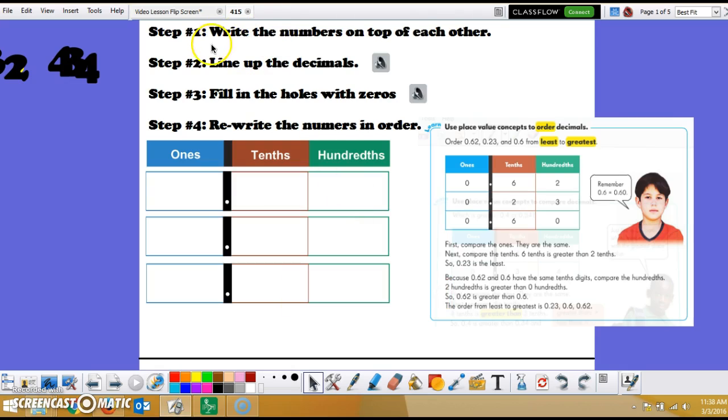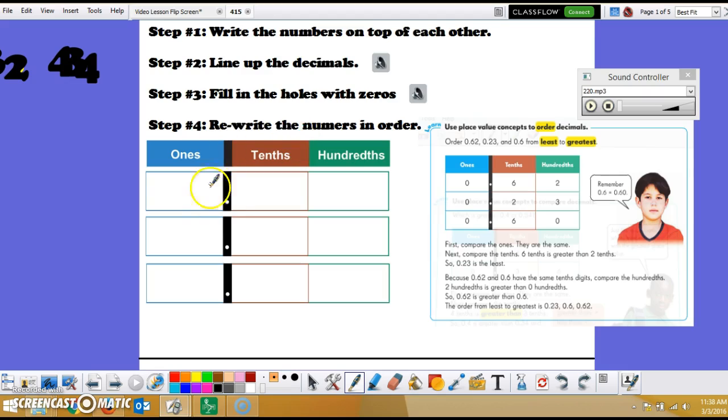You probably recognize these steps. Step 1, write the numbers on top of each other using your place value chart. Steps 2 and 3, line up the decimals, fill in the holes with zeros. That makes everything matchy. And then once you compare the numbers, you can rewrite those numbers in order based on what the question is asking you. Like you see over here, if I had to organize the numbers 62 hundredths, 23 hundredths, and 6 tenths from least to greatest, I would only need to use these steps and this place value chart to organize those numbers. Let me show you what I'm talking about.